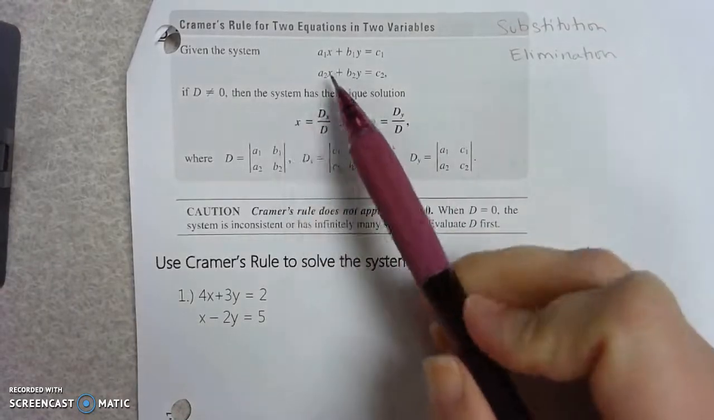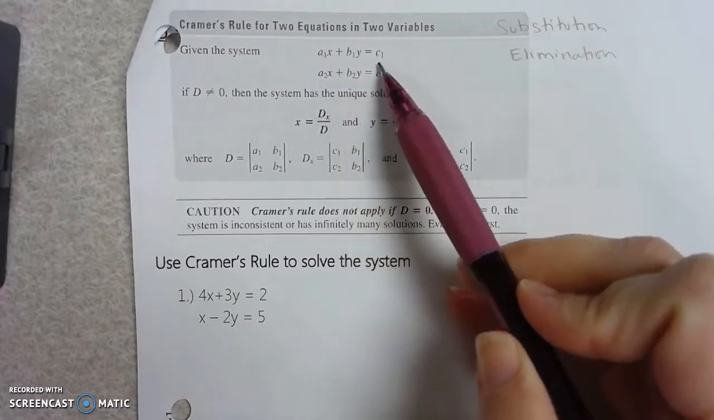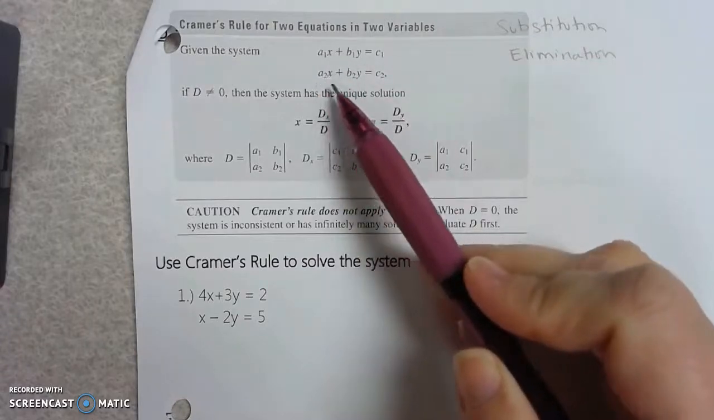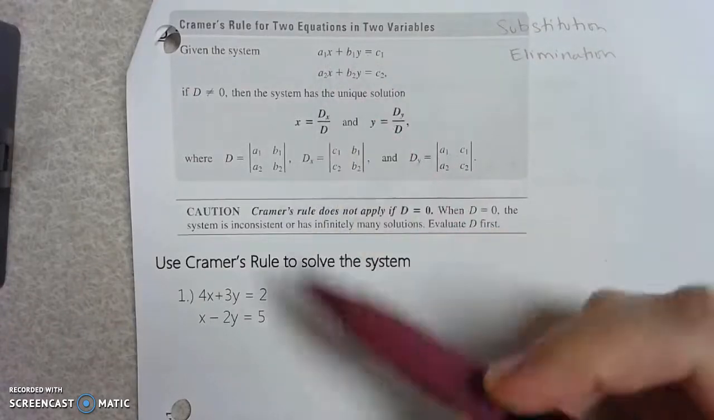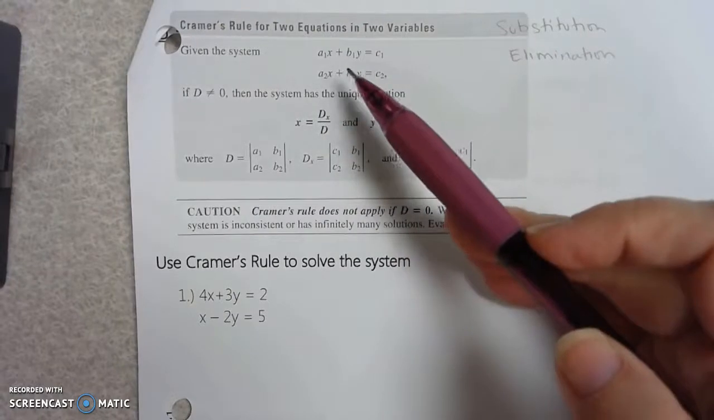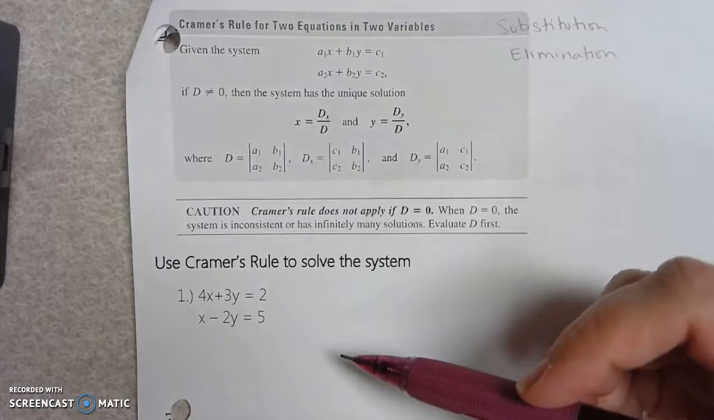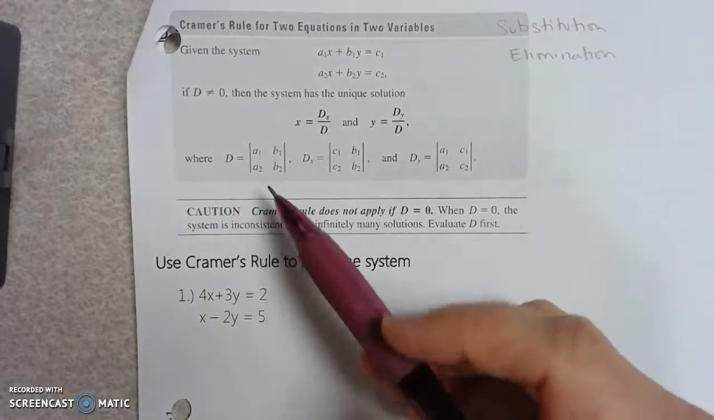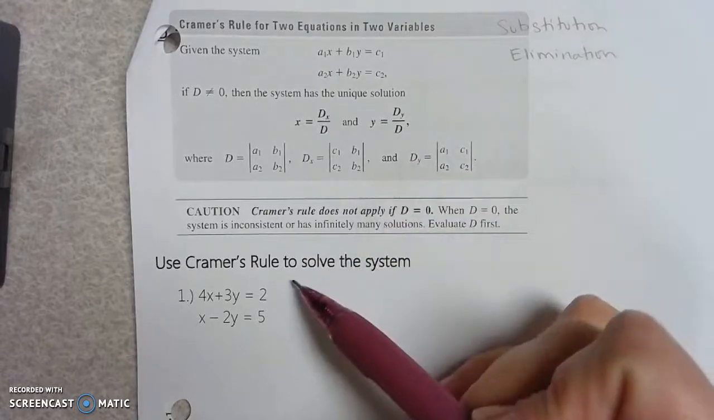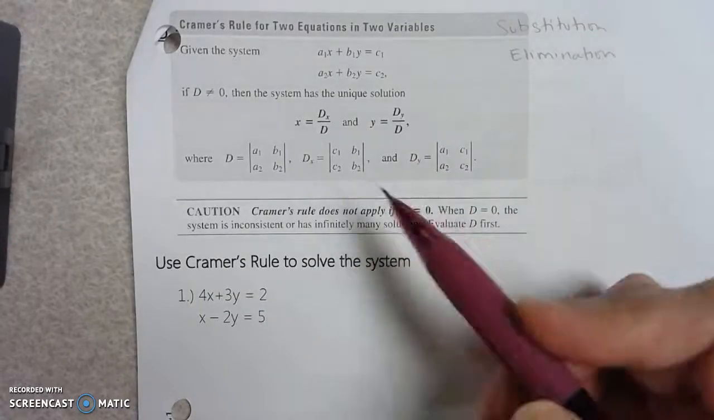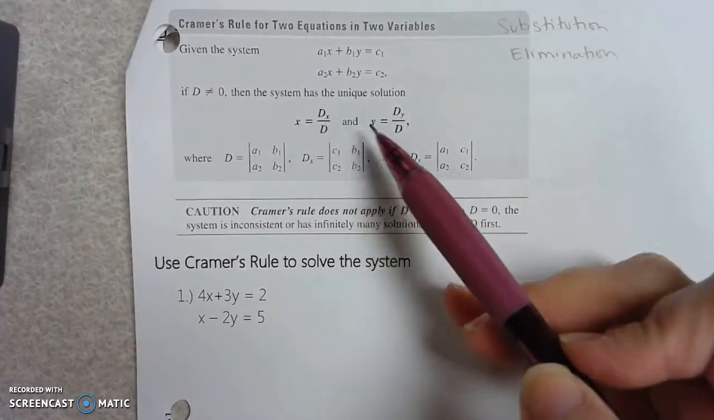When you're given the system, here's your first equation, a sub 1x plus b sub 1y equals c sub 1, and then a sub 2x plus b sub 2y equals c sub 2. So a, b, and c are your numbers. a1, b1 are your coefficients along with a2 and b2, and c1 is your constant at the end. Now we're going to find some determinants of 2 by 2 matrices. We're going to take these equations, set them up, find the determinants of them, and then use that to solve for x and y.